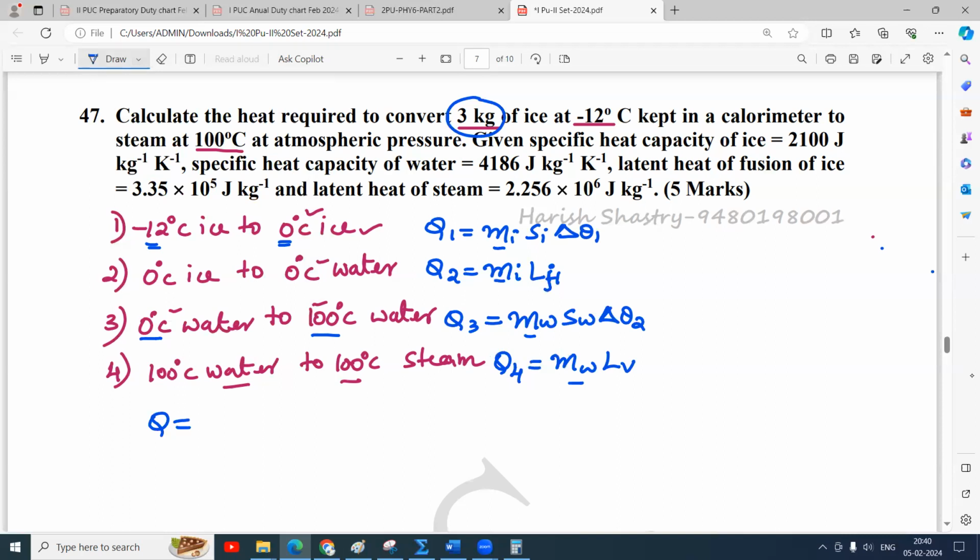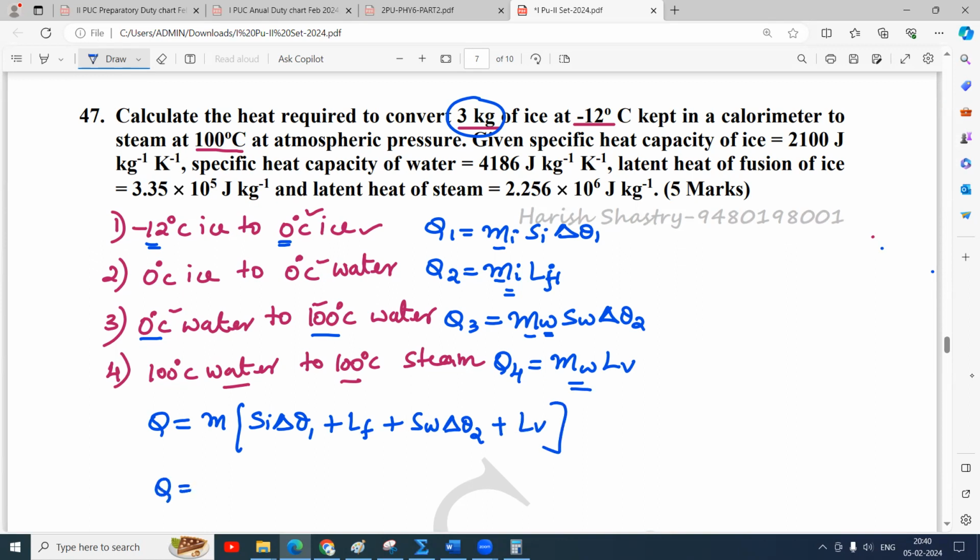And mass is every time, so I can write mass into specific heat of ice into delta theta 1, plus mass of ice again, it is written outside, latent heat of fusion of ice, plus mass of water, it is written, specific heat of water into temperature difference second, that is from 0 to 100 degrees Celsius, plus mass of water is already in the outside bracket, latent heat of vaporization.